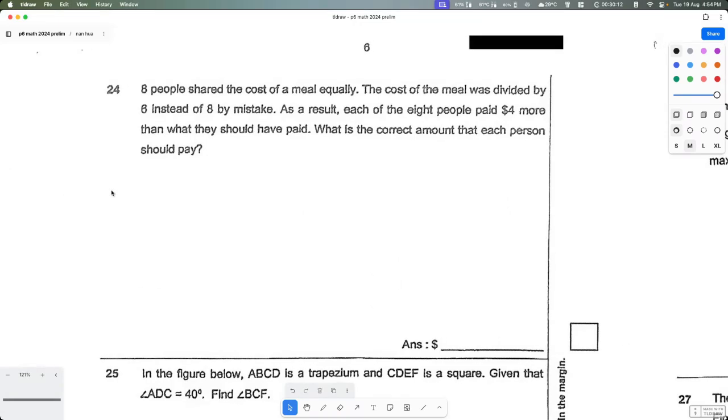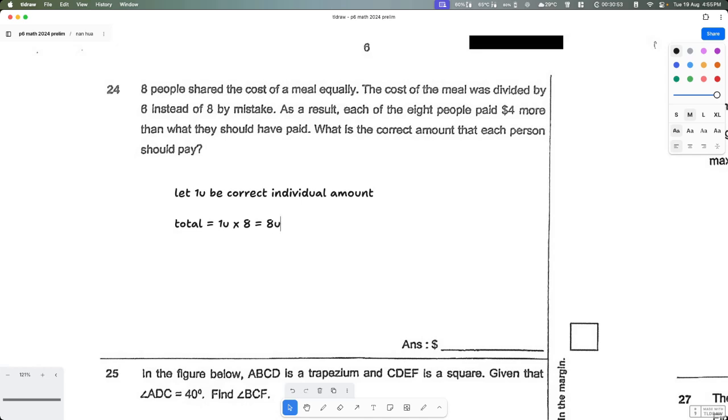All right, so question 24. Eight people shared the cost of a meal equally. The cost of the meal was divided by six instead of eight by mistake. As a result, each of the eight people paid $4 more than what they should have paid. What is the correct amount that each person should pay? Okay, so let's let one unit be the correct individual amount. So for this, that means total, it will be one unit times 8, which is 8 units.